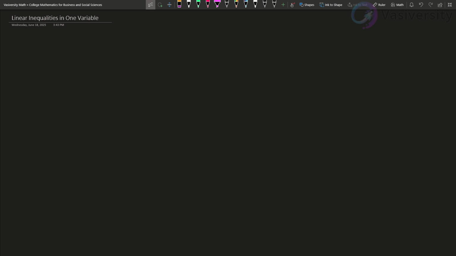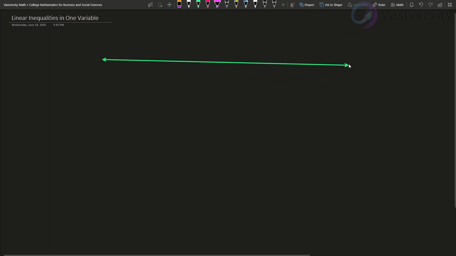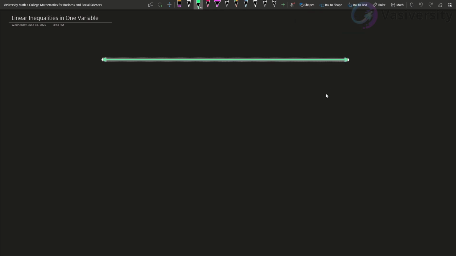Today we're going to be continuing with linear inequalities in one variable. Okay, so let's remember the number line. In the previous lessons we talked about a number line. So here is a number line where the middle is 0. To the right we have the positive real numbers, to the left we have negative real numbers.